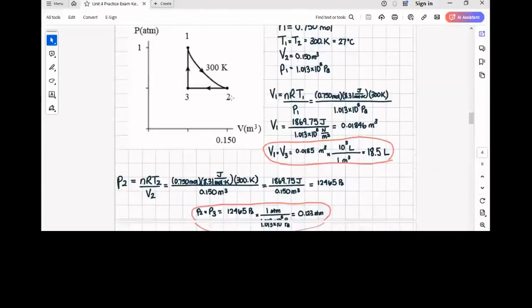Number 7, 0.75 mole of helium gas undergoes the ideal gas process illustrated in the PV diagram below. Complete the table, so we need to find a handful of quantities for state 1 and state 2. I'm not told anything at all about state 3.